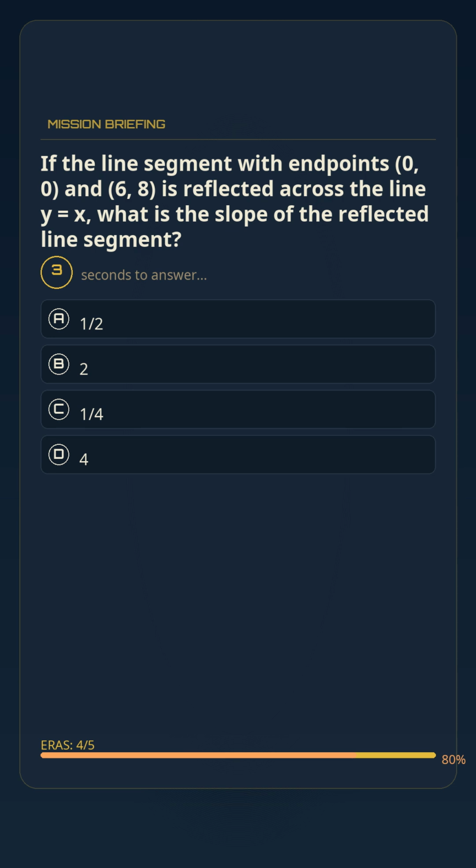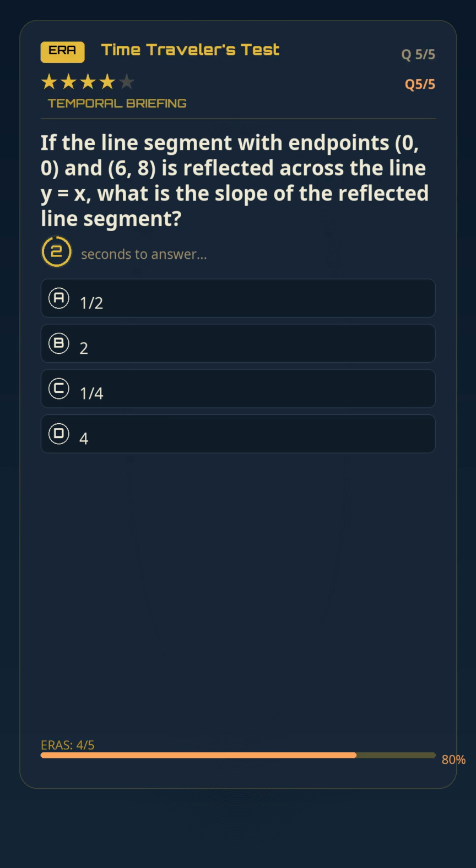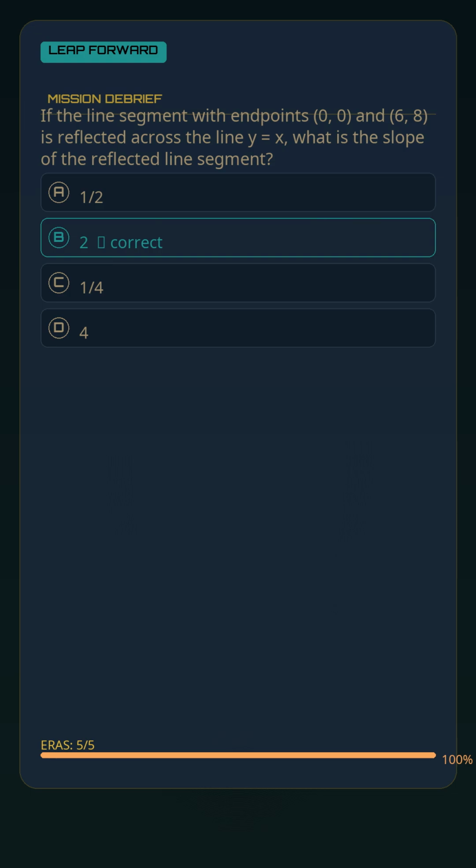If the line segment with endpoints (0,0) and (6,8) is reflected across the line y = x, what is the slope of the reflected line segment? The correct answer is B. The original slope is (8-0)/(6-0) = 8/6 = 4/3. When reflected across y = x, the new slope is the reciprocal of the original slope, so the new slope is 3/4. After the reflection, the x and y coordinates are flipped, so (0,0) remains (0,0), and (6,8) becomes (8,6), and thus the slope of the reflected line is (6-0)/(8-0) = 6/8 = 3/4.